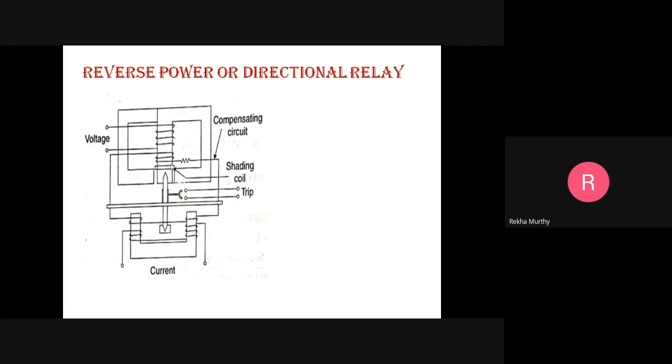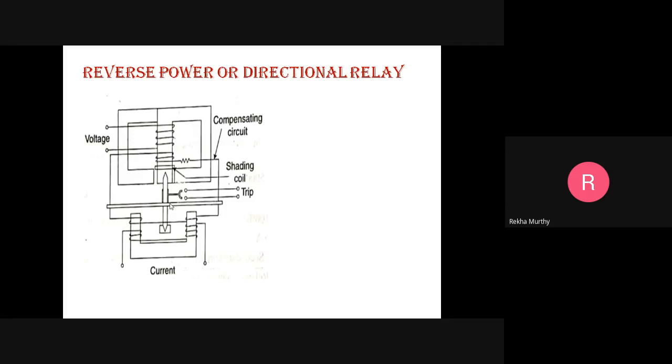Similarly, the flux psi2 also induces some eddy currents in the disk, which will interact with the flux psi1 and produce a torque. The resultant torque produced will be proportional to both of these quantities, because flux is produced due to these two quantities only, right? Therefore the torque will be proportional to V into I into cos phi, where phi is the phase angle between V and I. So the torque is maximum when the voltage and current are in phase.